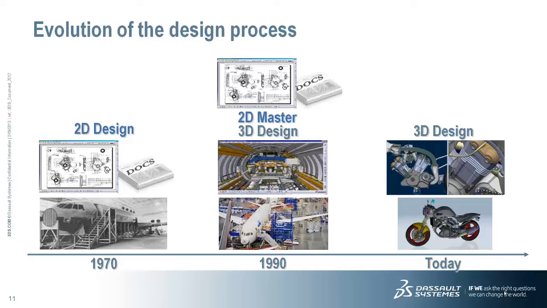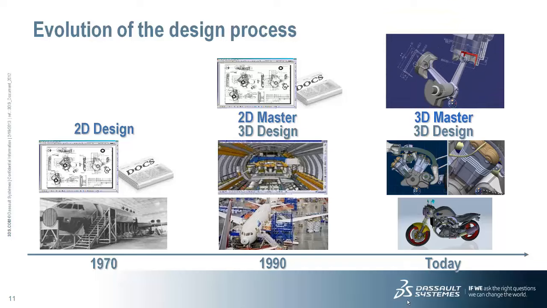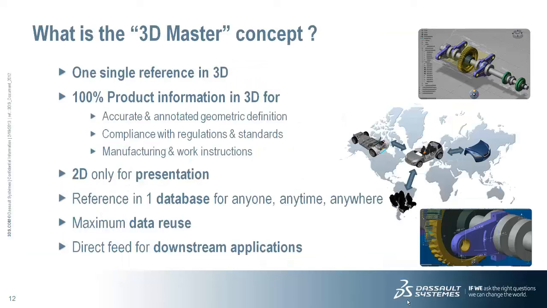Today, we have moved from 2D design and 2D master, and our solution supports our customers in 3D design and 2D master. But in parallel, we have introduced the concept of 3D design and 3D master. This means no more external drawings. We're able to define directly in 3D the same structure, annotation and definition and functional description to reflect the total definition of the product. So what is the 3D master concept?